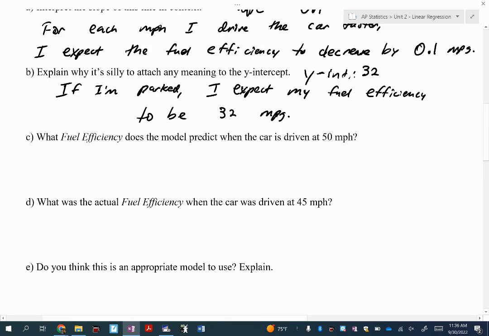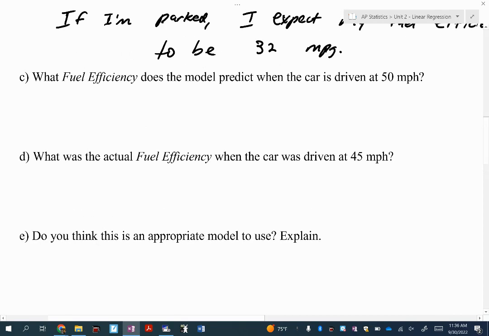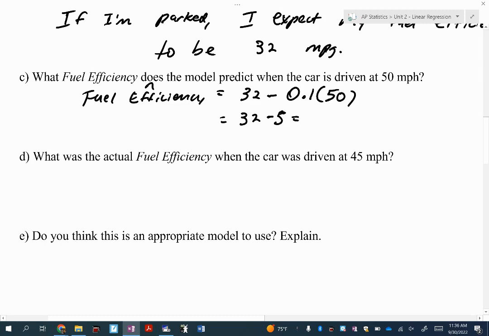Everybody good on C or on B? All right, let's do C. What fuel efficiency does the model predict when the car is driven at 50 miles per hour? So let's rewrite the formula here. Fuel efficiency equals 32 minus 0.1 times, and what am I plugging in for the speed? 50. So if you want your calculator, you can. I don't think you need it. What's 0.1 times 50? That's 5. So what are we expecting our miles per gallon to be?